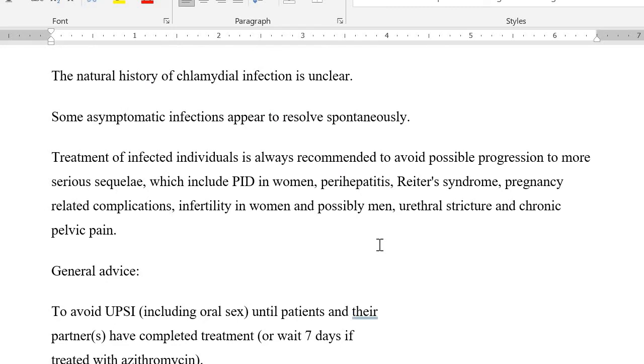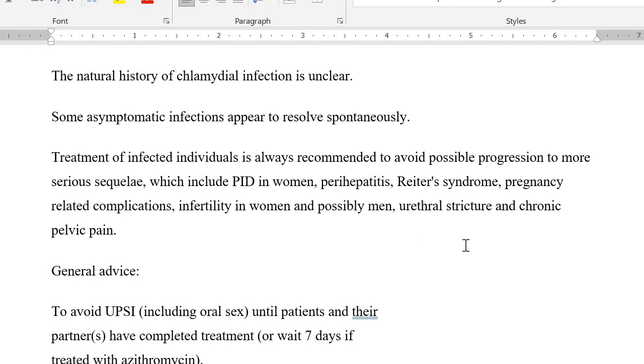Some asymptomatic individuals' infections can resolve spontaneously, and treatment of the infected individual is always recommended to avoid possible progression to more serious problems like PID in the women. Other serious problems can be perihepatitis, Reiter syndrome, pregnancy-related complications, infertility in women and possibly in the men, and they can develop urethral stricture and chronic pelvic pain.